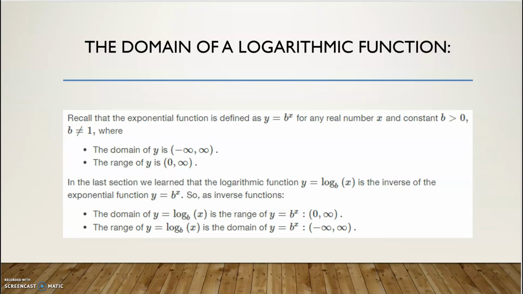So the domain of an exponential function was all real numbers, and the range went from 0 to infinity, because what it looked like was something like this right here. Okay, so our domain went from negative infinity to positive infinity, but our range got closer and closer to 0 and then went up to positive infinity.